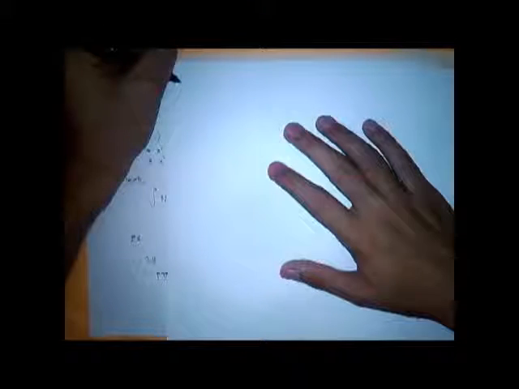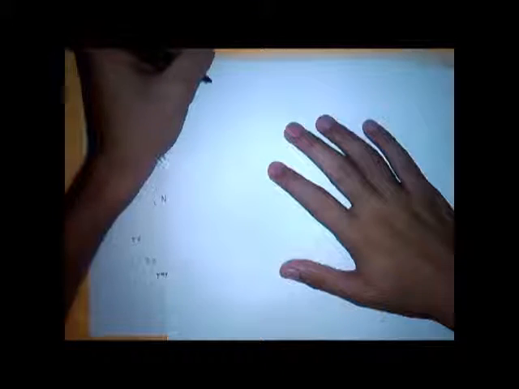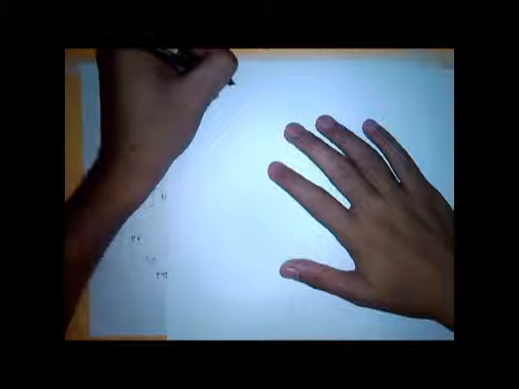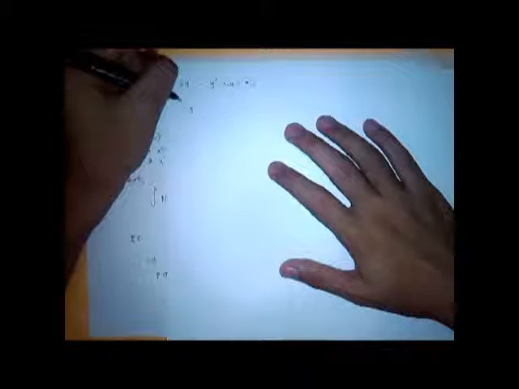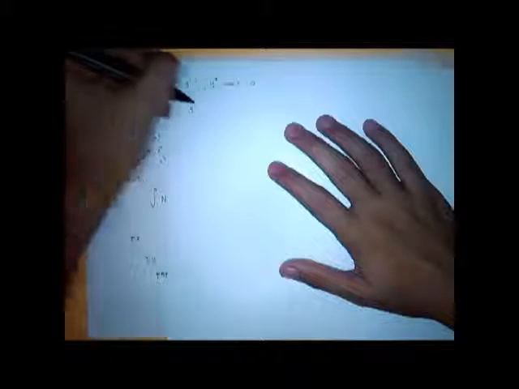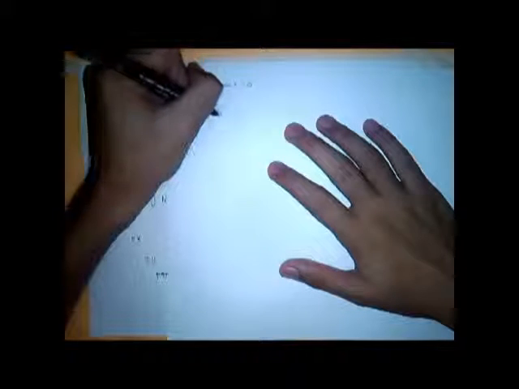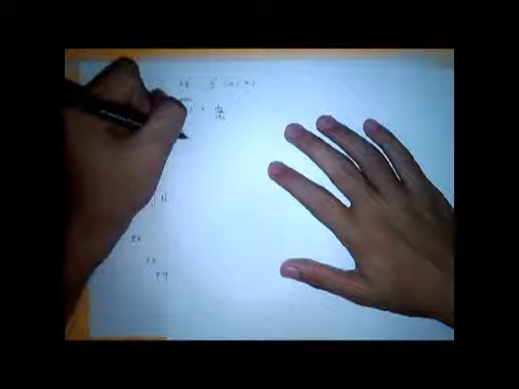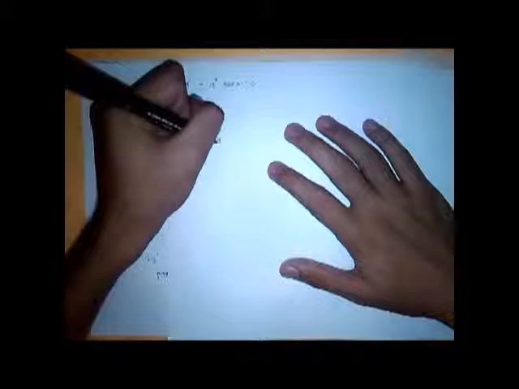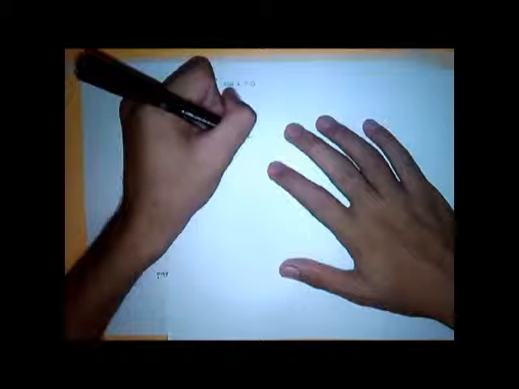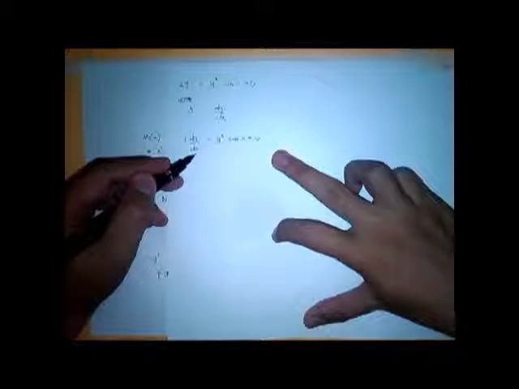So our question is this, so I have to write it: 2y prime minus y cubed cosine of x is equal to 0. Take note that y prime is just equal to dy over dx. So writing the equation, we have 2 dy over dx minus y cubed cosine of x is equal to 0.